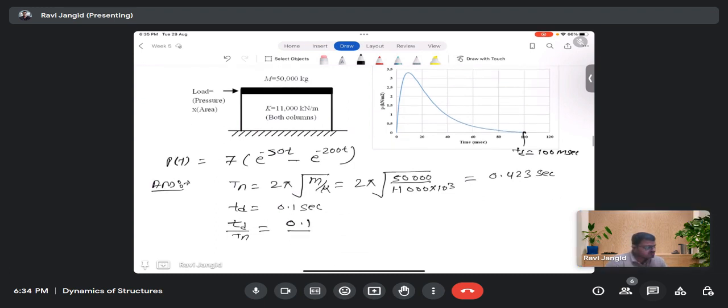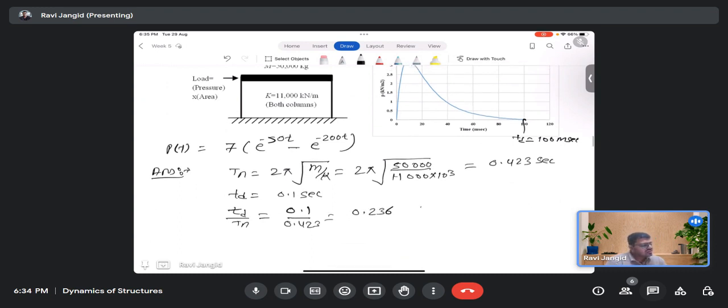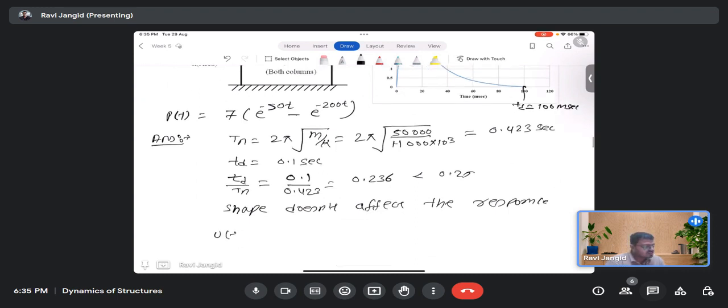So my time period ratio td by Tn is 0.236, which is less than 0.25, which means the shape doesn't affect the response, and the response is given by u(t) = I / (m ω_n) e^(-ξ ω_n t).